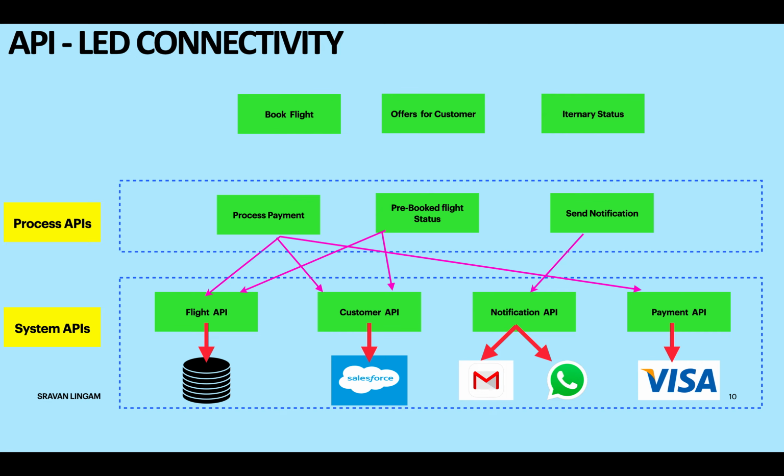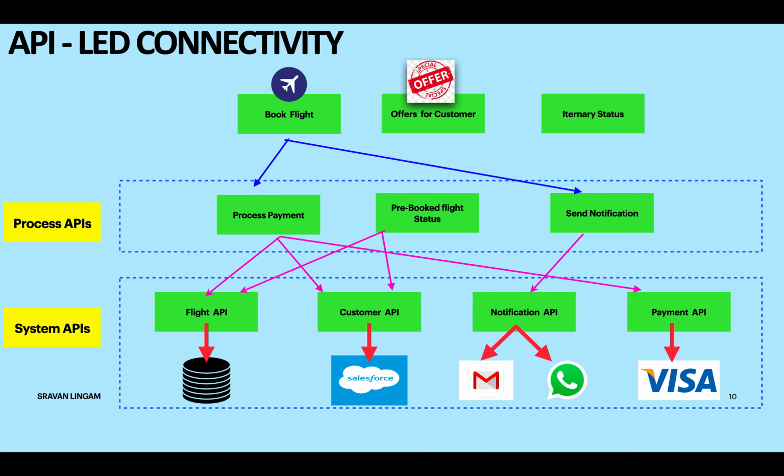So what will happen, this book flight API will connect to the process payment API and notification API here. Why? We have discussed the bottom up approach. Now imagine that a consumer is booking a flight. When he calls the booking flight API, it is internally calling the process payment and send notification APIs together. And this process payment API internally again calls the flight API, customer API and payment API. So once process payment is done, then it will send the notification.